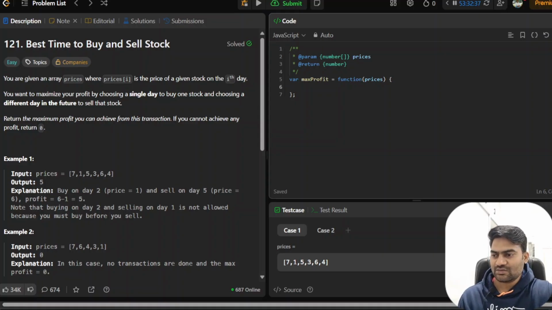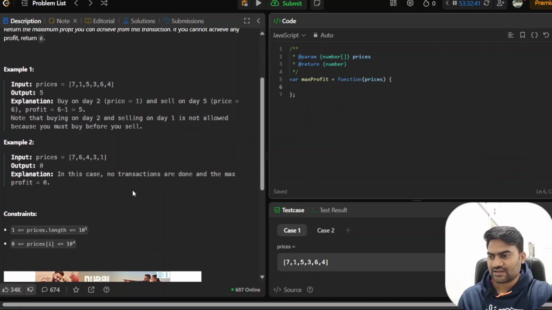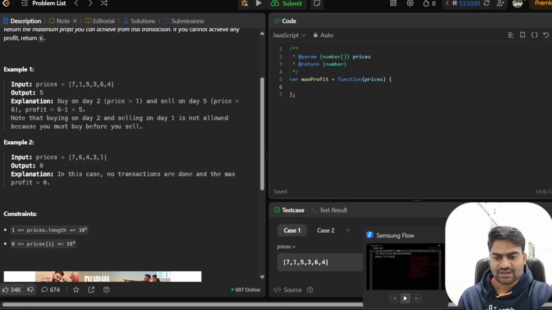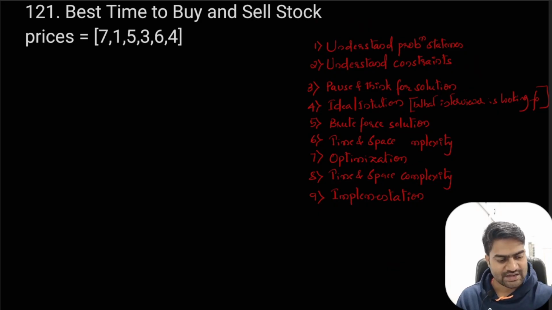Okay. So now let us try to understand the constraints. Here it says the length of the prices lies between 1 and 10 raised to 5, and the price on any day can range between 0 and 10 raised to 4. Okay. So now let's switch to the editor and let us try to understand the problem in detail.